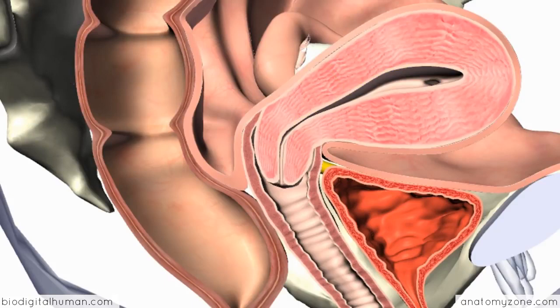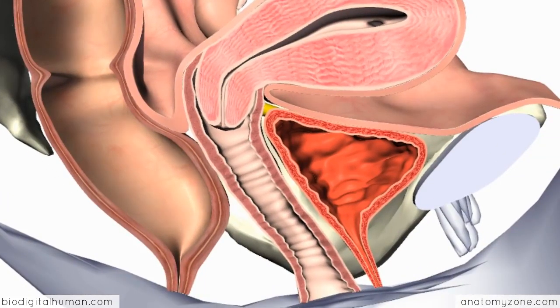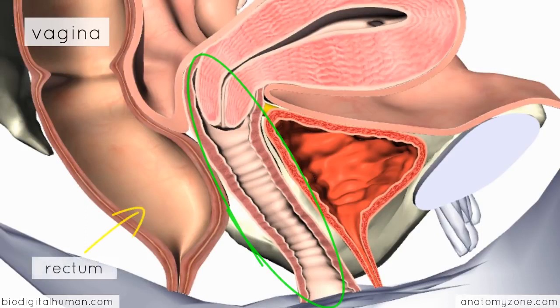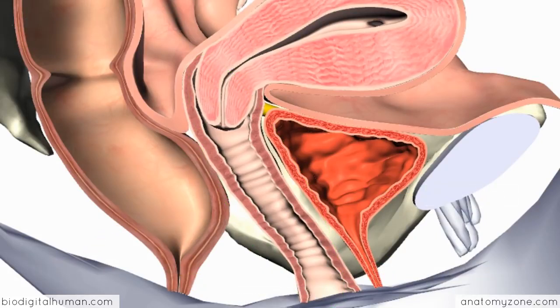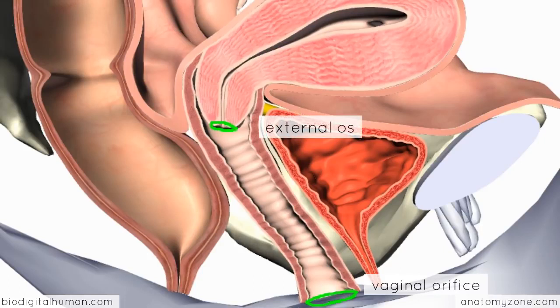So the lower part of the female reproductive tract is the vagina. And this is a fibromuscular tube, and as you can see, it lies anterior to the rectum and the anal canal, and it lies behind the bladder. So you can see the bladder here and the urethra here. So those are the anatomical relationships. So the vagina runs between the external vaginal orifice up to the cervix, to the external os of the cervix. And this internal end of the vagina is known as the vaginal vault.